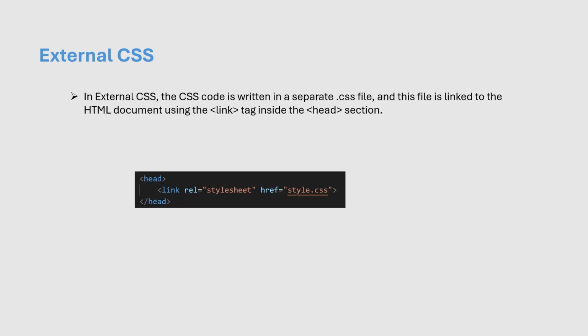While styling our web page, we used this external CSS. This external CSS is the most commonly used and the most professional approach. In external CSS, we write all our CSS code in a separate CSS file and then we link it to our HTML file using the link tag inside the head section, as we have done in our previous videos. This is how we link our CSS file to the HTML file. Here we give our CSS file name as the value for href.